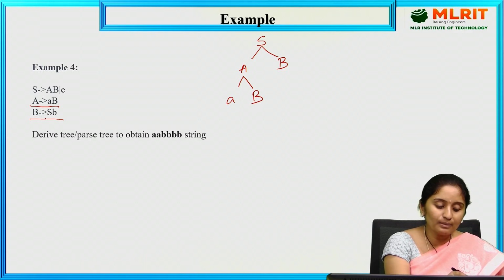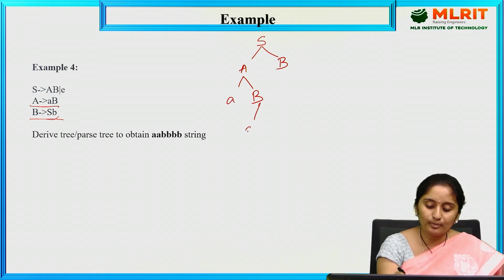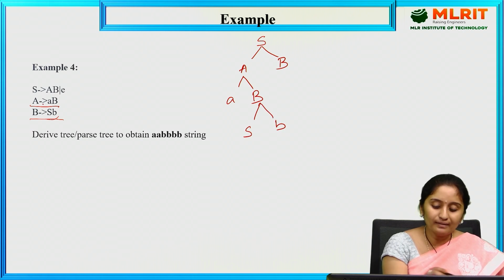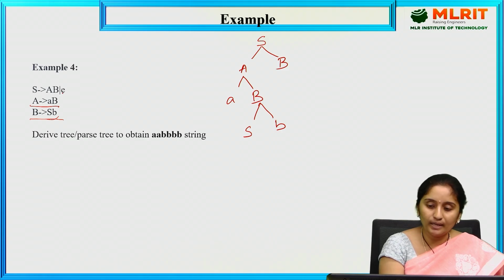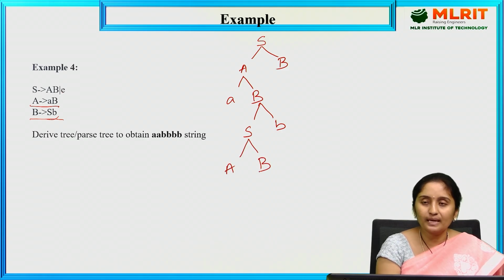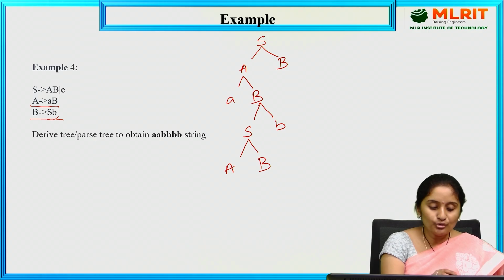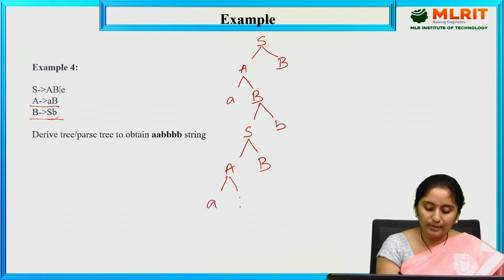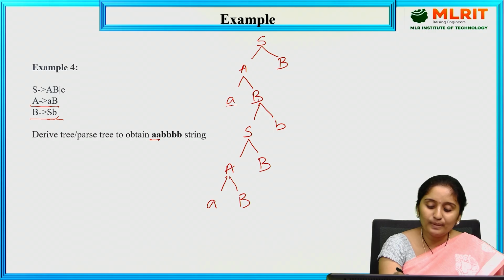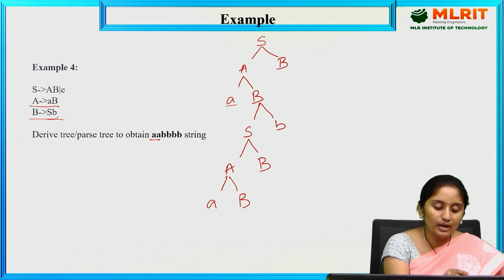B produces SB. Again here S can be derived with AB or epsilon. So let me derive S with A and B. Here the A can be replaced with AB. So the strings I have are AA. The first A I got, and the next one is B, which is a non-terminal, so I am replacing B with SB. So the last symbol B I got.